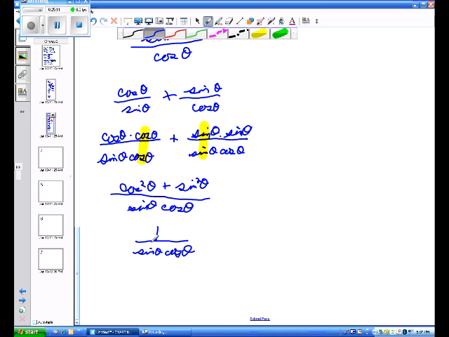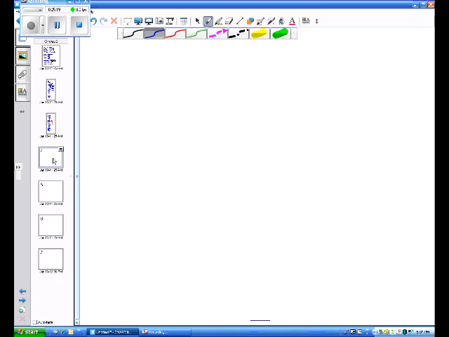Okay, that's addition. And subtraction, just get your common denominators, make equivalent fractions, and then do the addition. You do try to simplify at the end. Let's look at some multiplication.